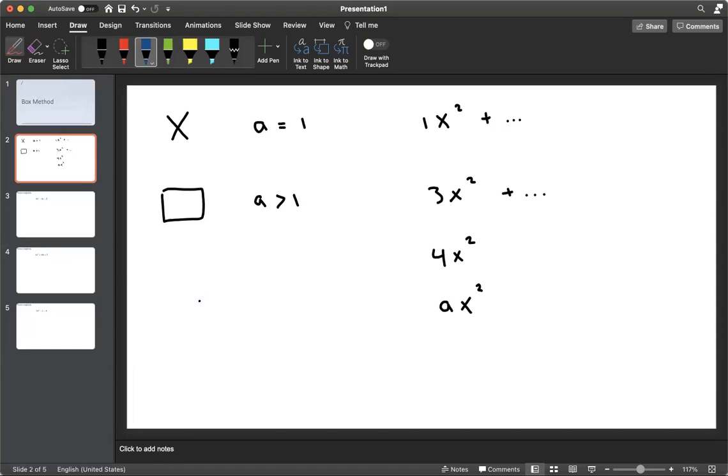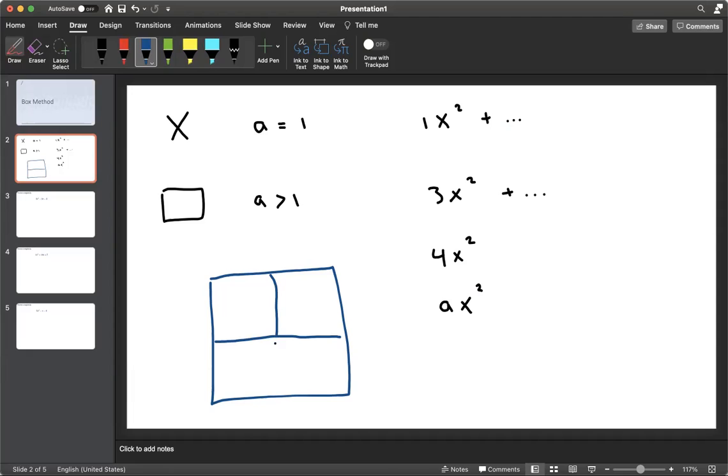Our formula for the box method is we are going to draw a box. We are going to split it up into 4 equal parts. And in the upper left-hand corner, we are going to put ax squared. And in the lower right corner, we're going to have c. That ax squared and c comes from my standard equation, ax squared plus bx plus c.